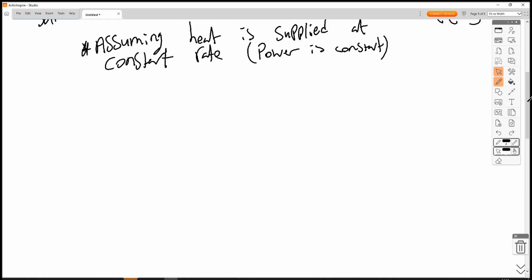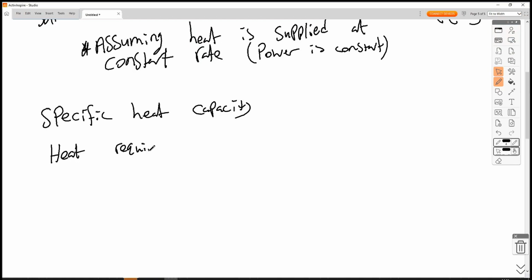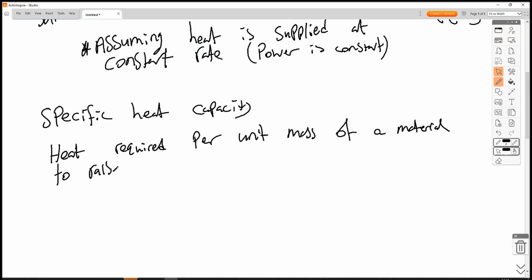Now, let's add definitions. Specific heat capacity is the heat required per unit mass of a material to raise its temperature by 1 Kelvin.